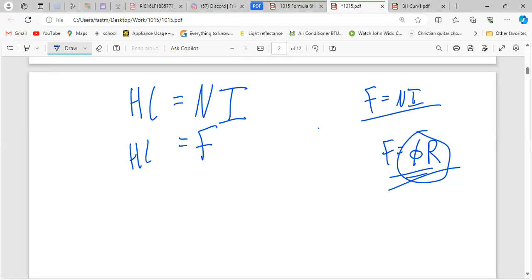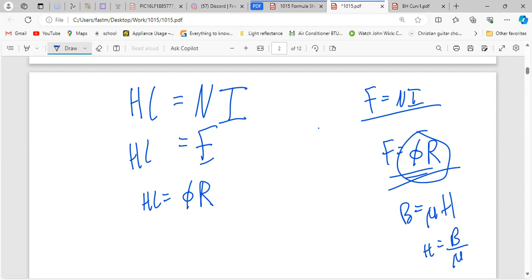What else could you go to? For this, HL could be equal to phi R. R is reluctance, this is flux, right? And next thing, B is equal to mu H. So I could transpose this for H and get B on mu and plug it back into this. So I'll get B L on mu is equal to phi R. And I could go again and again.